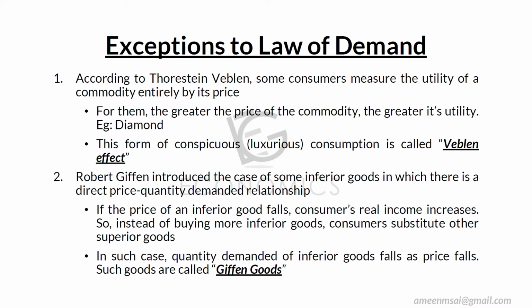So what was law of demand? Law of demand was the negative relationship, or the inverse relationship, between quantity demanded and the price of a commodity. So when the price increases, the quantity demanded decreases, and when the price decreases, quantity demanded increases. But there are some exceptions. So what are the exceptions to law of demand?